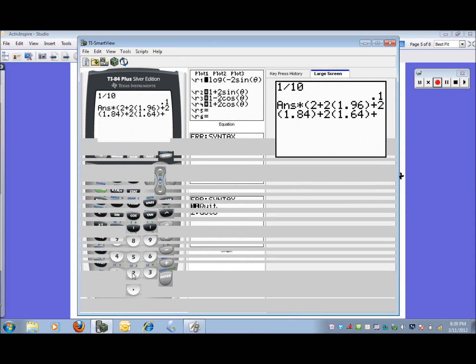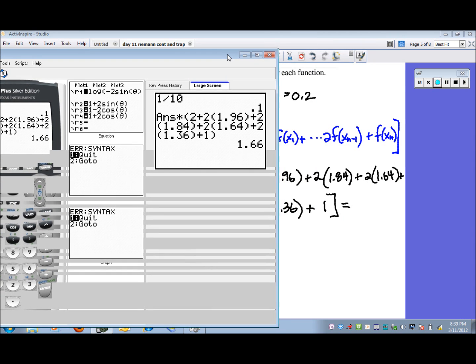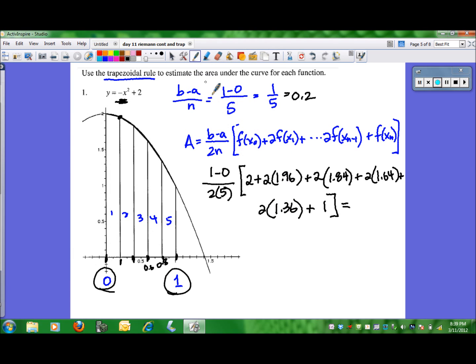And if you notice, I don't mind that I'm taking some time here to do this, because I'm assuming that you're doing the same thing and it's taking you a little bit of time. Plus 1, and then close those parentheses, and when we get that, we get an approximation under the curve of 1.66. Okay, that's the approximation under the curve when I do that. So it really should not be equals, even though it is equals 1.66. But that is the approximate area under that curve between 0 and 1. All right, and that's using the trapezoidal rule.